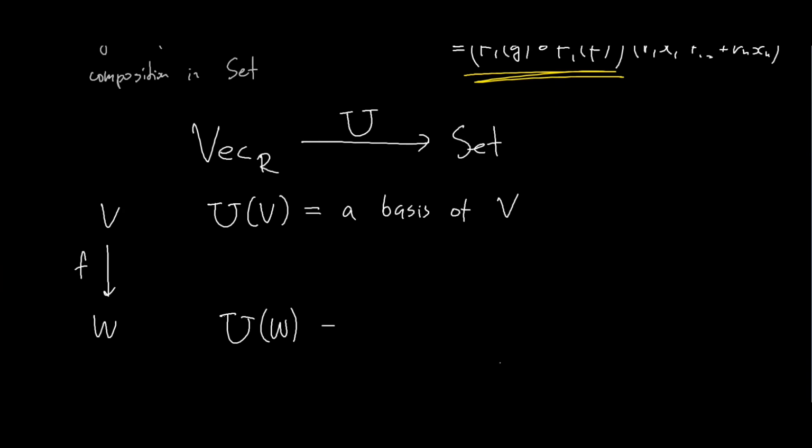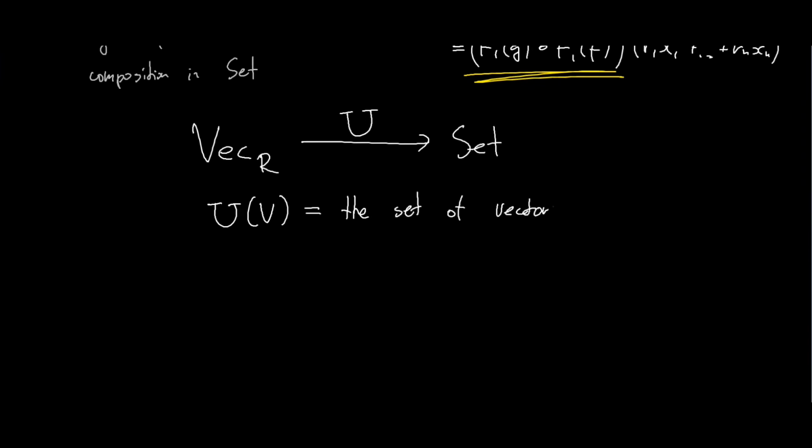And there was another suggestion, which was to map the vector space into the set of all vectors of the vector space. So this will be the set of vectors in V. Now keep in mind that this is not the same thing as V itself, because V has the structure of a vector space. It's not just a set.